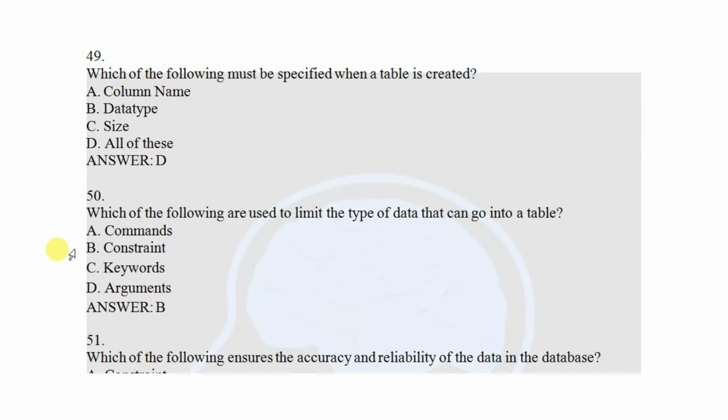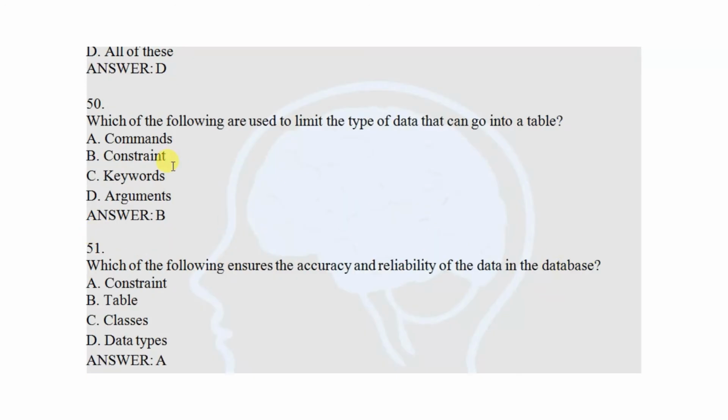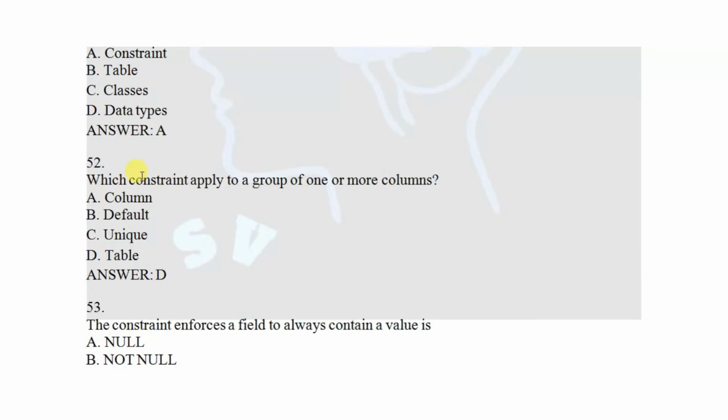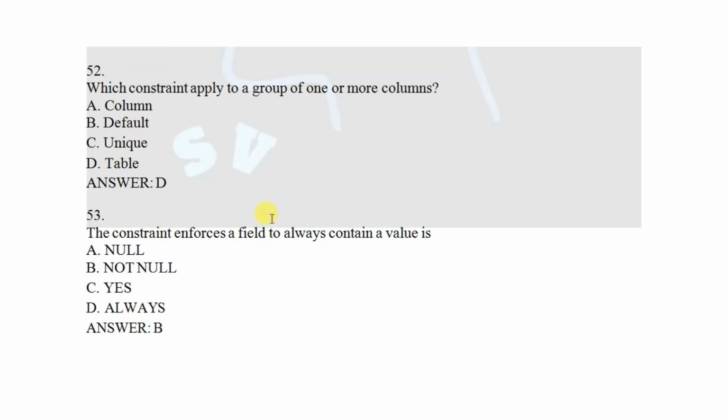Question number 50. Which of the following are used to limit the type of data that can go into a table? Your answer is option B, constraint. Question number 51. Which of the following ensures the accuracy and reliability of the data in the database? Your answer is option A, constraints. Question number 52. Which constraint applies to a group of one or more columns? Your answer is option D.